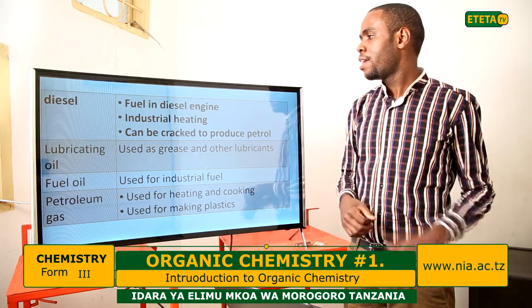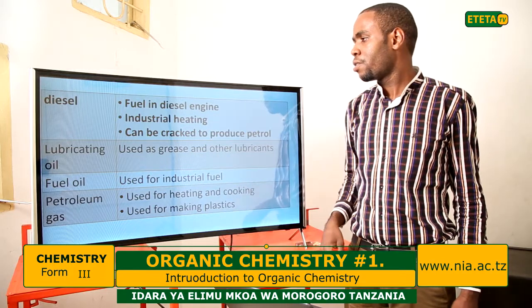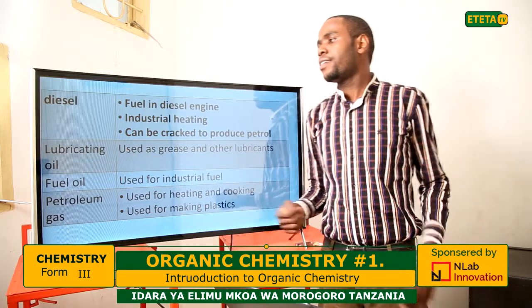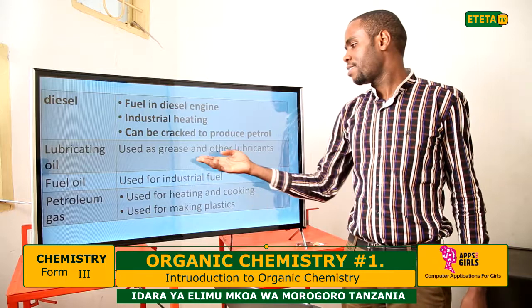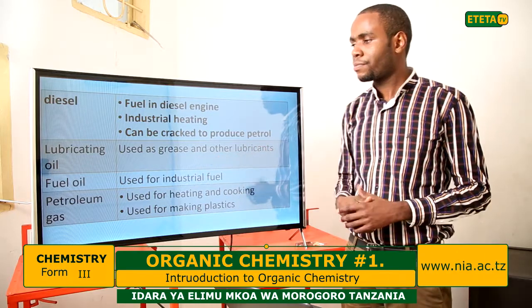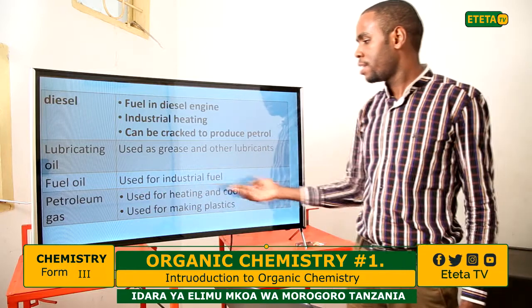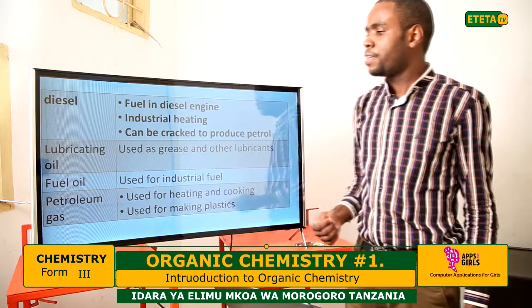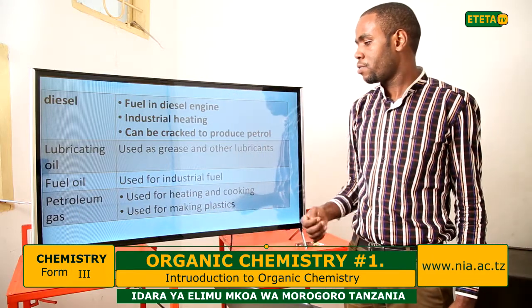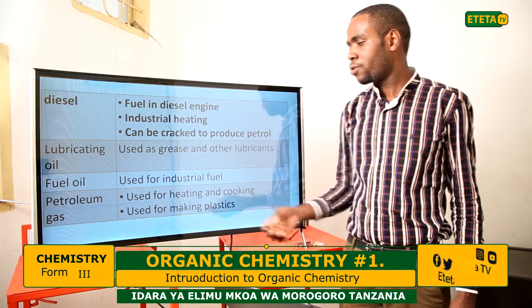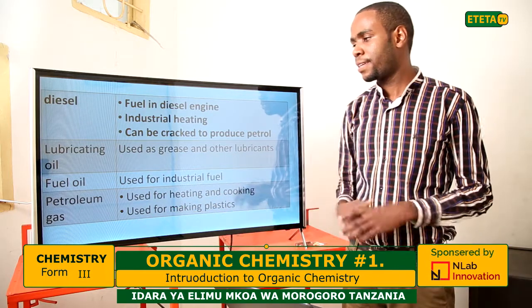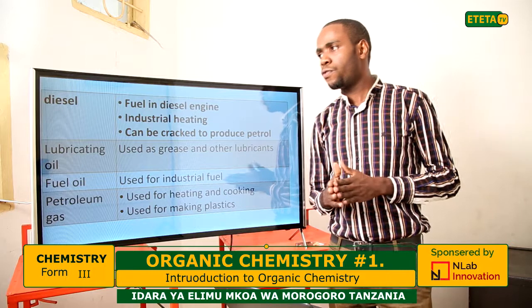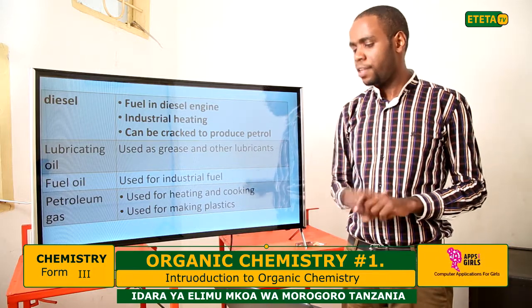Diesel is also used for industrial heating. It can also be cracked to produce petrol. Another is lubricating oil. This is used as grease and other lubricants. Another is fuel oil, used for industrial fuel. And the last one here is petroleum gas, which is used for heating and cooking. Also, it is used for making plastic. So, these are uses of different fractions of crude oil.